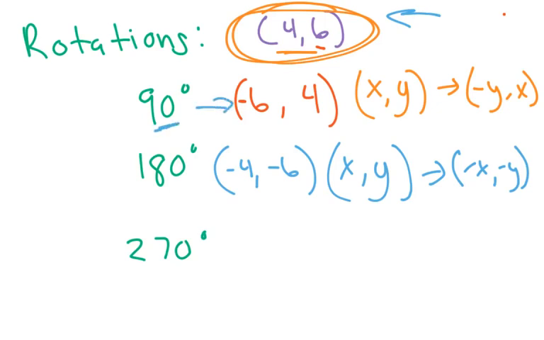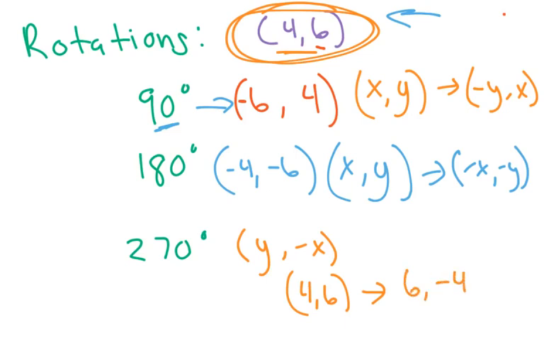So finally, 270 degrees, we have our x value of 4 and our y value of 6. But when we rotate 270 degrees, the order changes and we have y first and then opposite x. So that means 4, 6 becomes 6, -4.